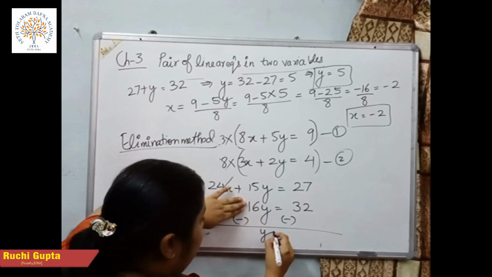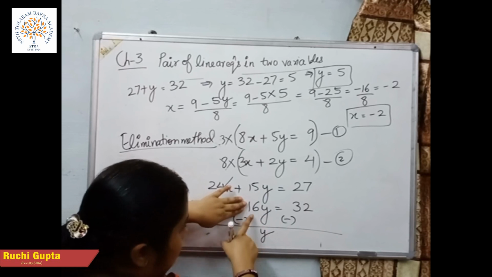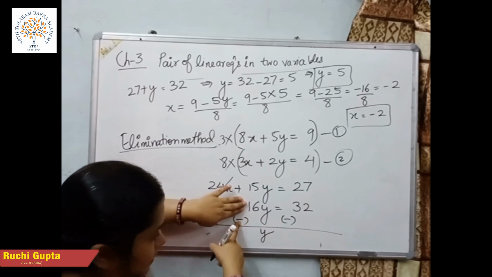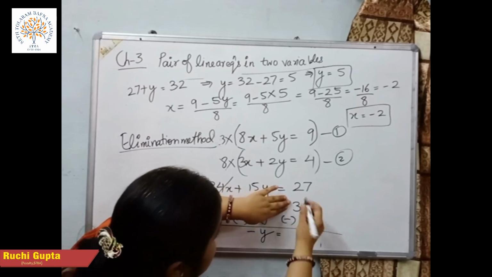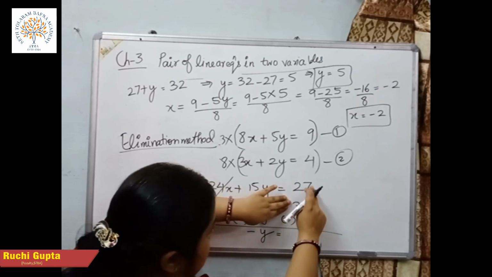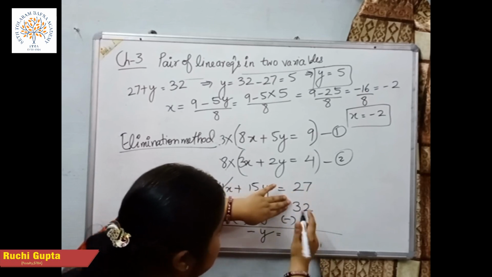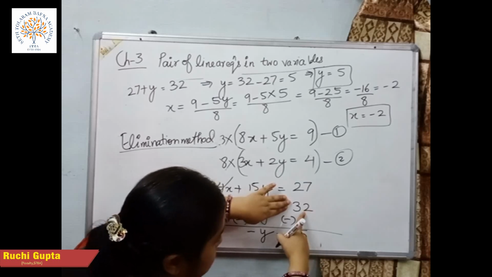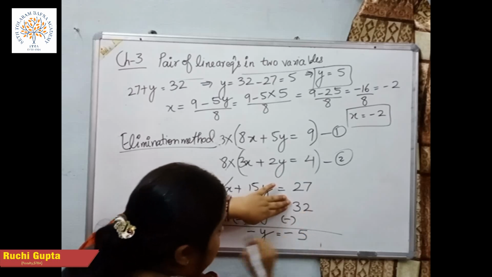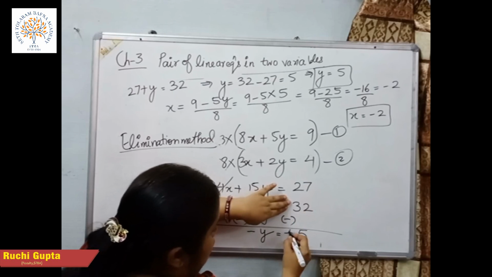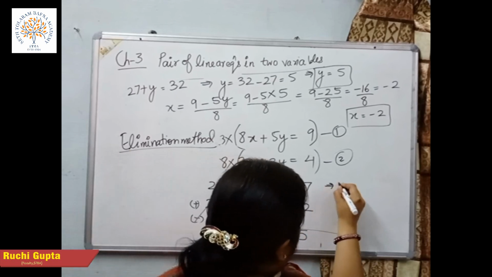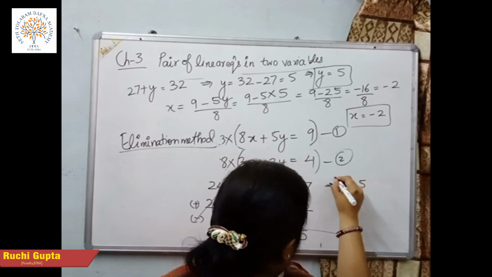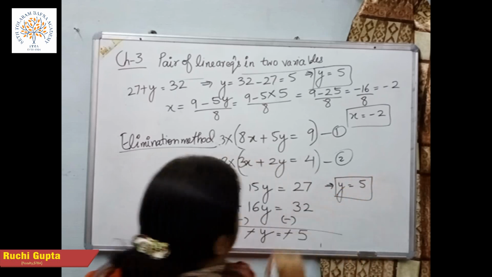So no need to write 1. Write only y. And the sign before the greater number is minus. So put minus. Here also plus minus minus. 27 minus 32 is 5, but the sign before the greater number is minus. Okay. Now minus cancels with minus. So what is the value of y, students? It is 5. Okay.